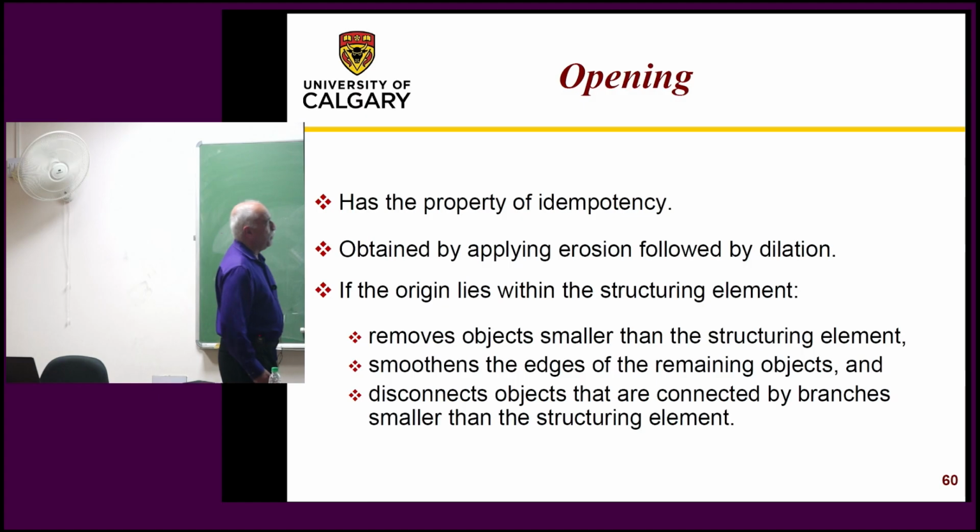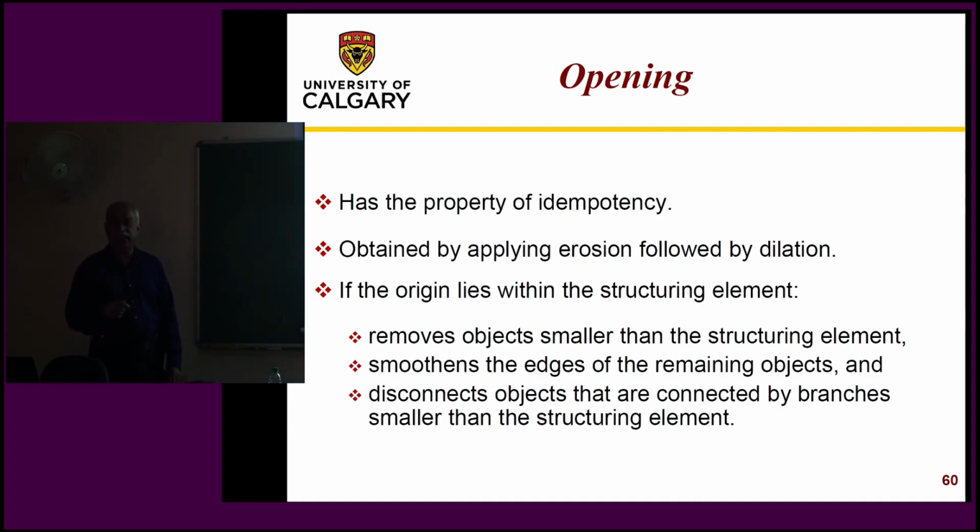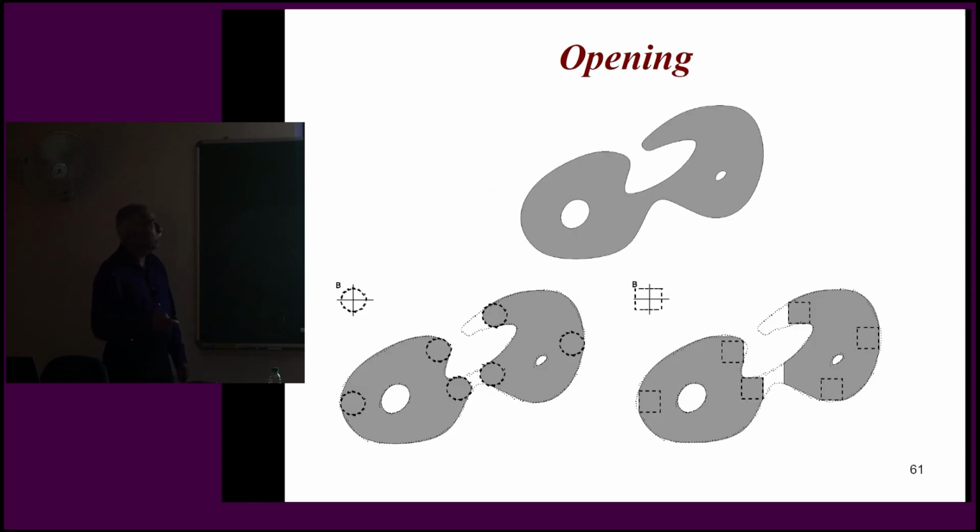It removes objects smaller than the structuring element. It smoothens the edges of the remaining objects and disconnects objects that are connected by branches smaller than the structuring element. So this is what opening does. So this connection, you lose that much as you run the structuring element through. This is also removed. The shape of the output depends on the shape of the structuring element.